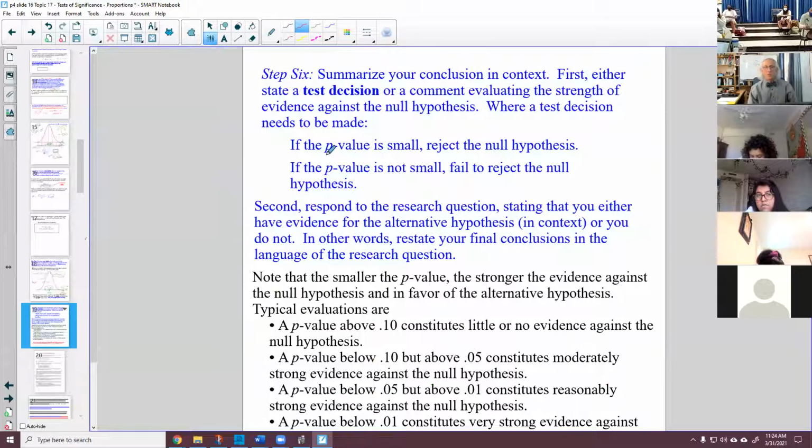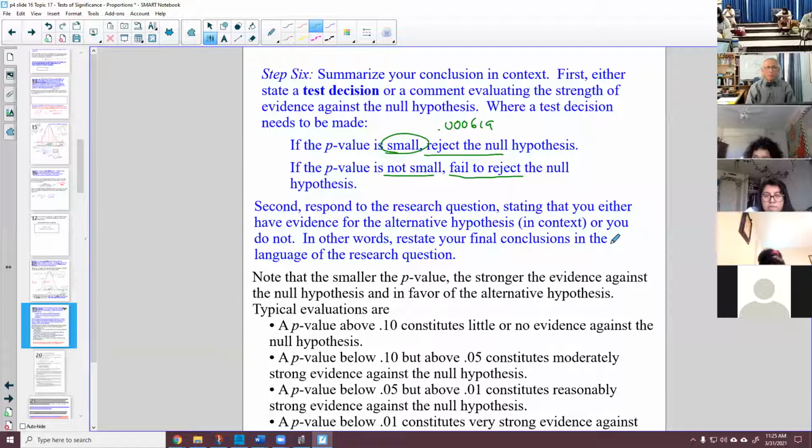So how do we do that? If the p-value is small, which this is a very small p-value, 0.000619, we reject the null hypothesis. If it is not small, then we fail to reject the null hypothesis. Those are our two choices. We're either going to reject the null hypothesis or we're not going to reject the null hypothesis.